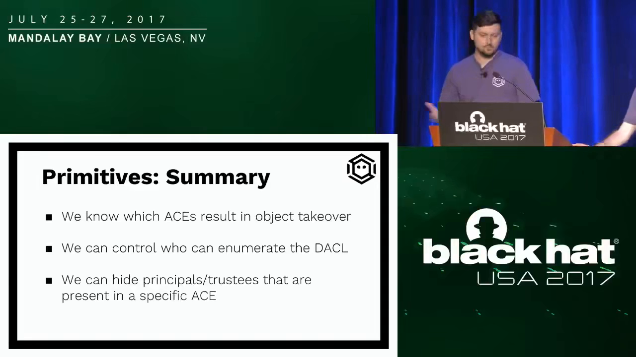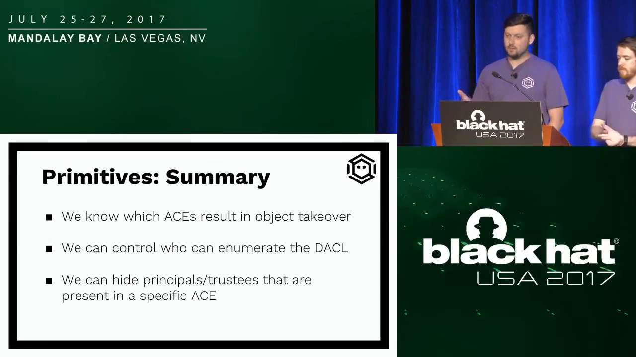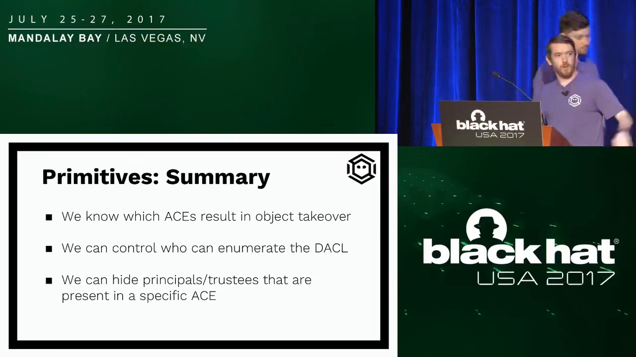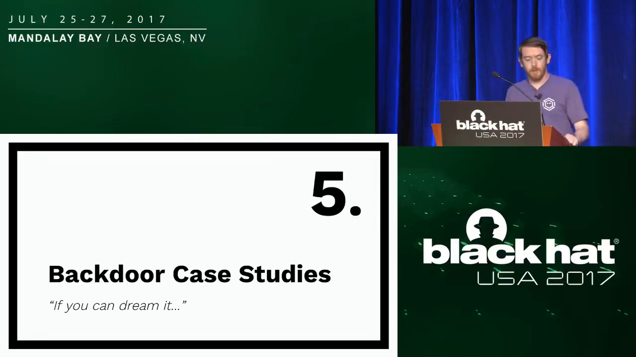So to sum that up, we know how we can take over other objects in Active Directory by abusing ACEs. We know that we can control who can enumerate the DACL to find these backdoors that we're putting in. And we know that we can hide the principals that we're backdooring or otherwise from easy identification by defenders. Okay, that's all the background, all the Lego pieces we're going to put together. So remember, if you can dream it, these are the 5 case studies that we came up with.